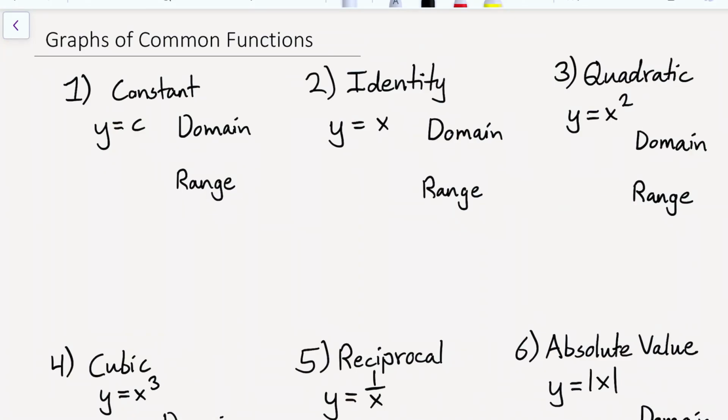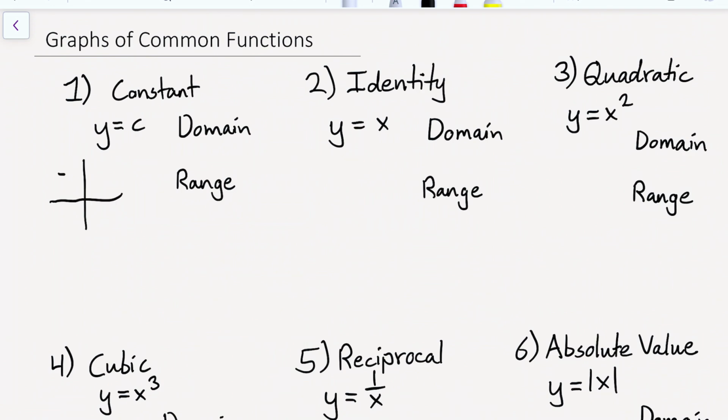In this video, I would like to introduce some common functions, look at their graphs, and also discuss their domain and range. All of these functions are functions that we want to be quite familiar with as we move forward in our pre-calculus class, and we will often be taking these functions and using them to create new functions through transformations.